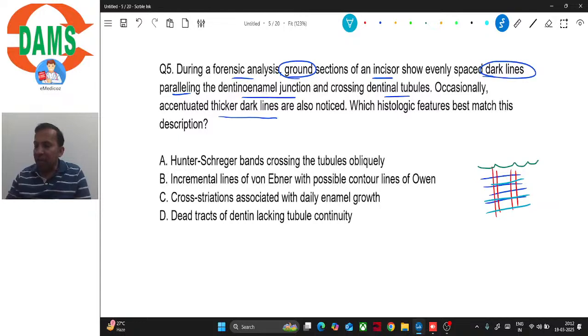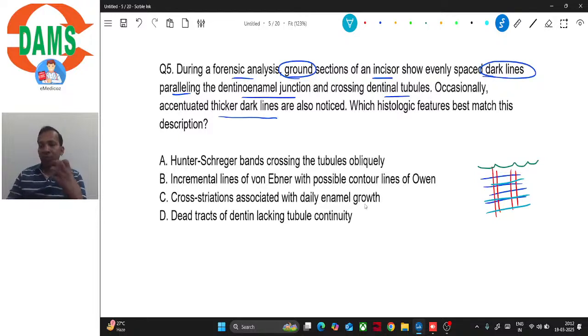Hunter-Schreger bands crossing the tubules obliquely. Now, Hunter-Schreger bands, first of all, in the dentine there is only a single pair, isn't it? And it is seen because of the overlap of primary curvature of the dentinal tubules, right? Second, incremental lines of von Ebner with possible contour lines of Owen.